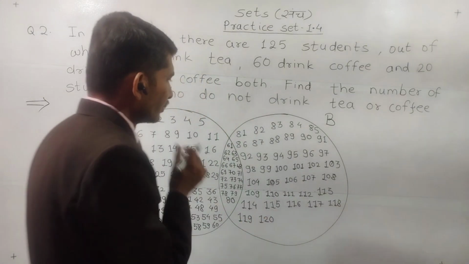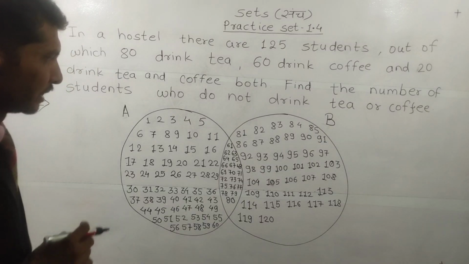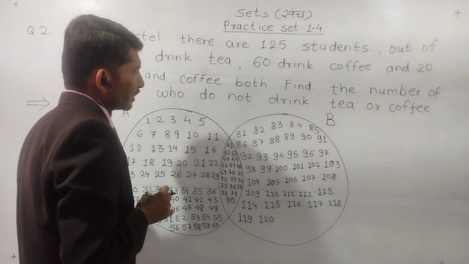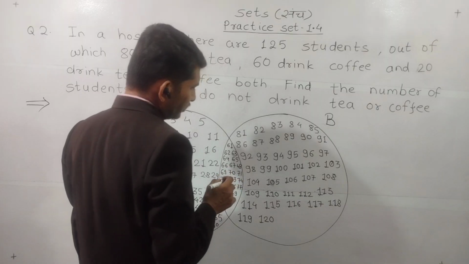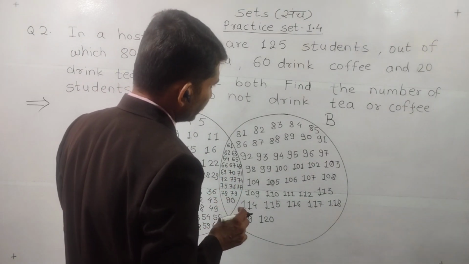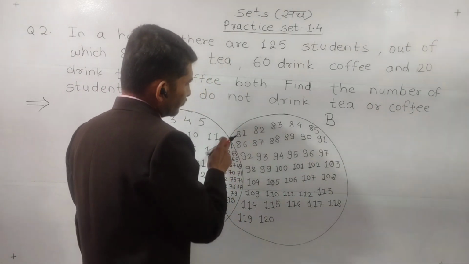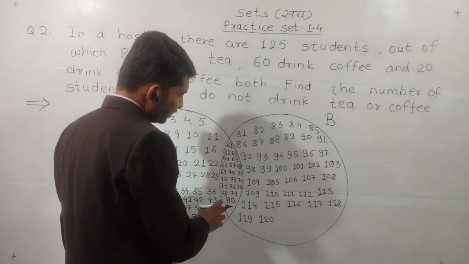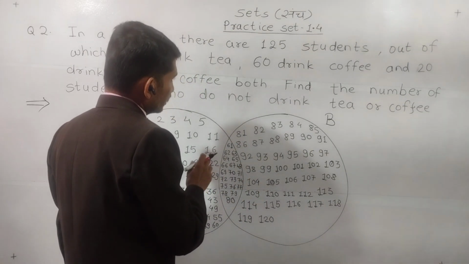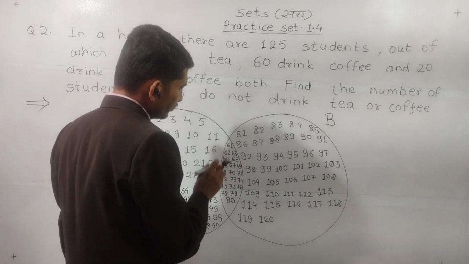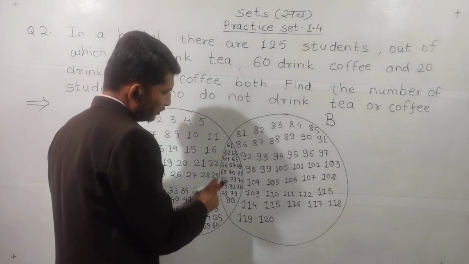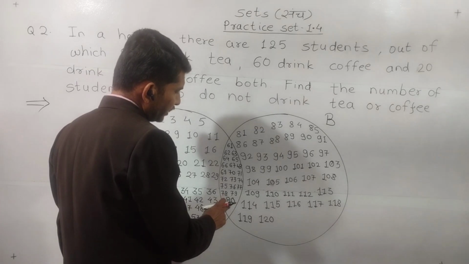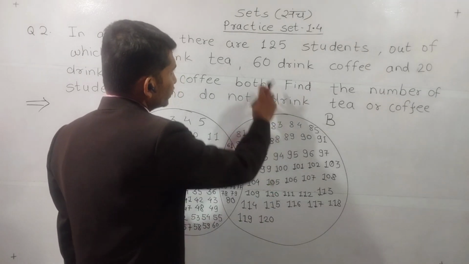Okay, so we can see the total number of students drinking coffee. How many students in this set B are drinking coffee? See, from 81 to 120, a total of 40 students. And after that, A intersection B means those students who are drinking coffee as well as tea, these are coming inside this intersection. That is 20 students. 20 plus 40 is equal to 60.